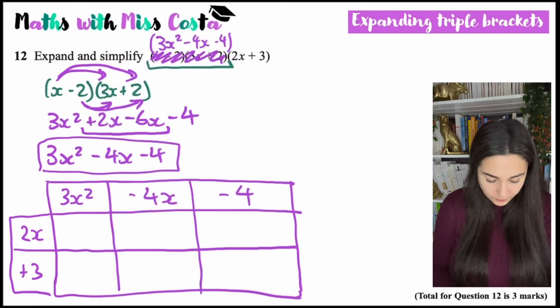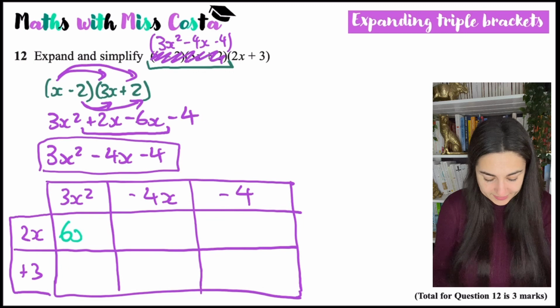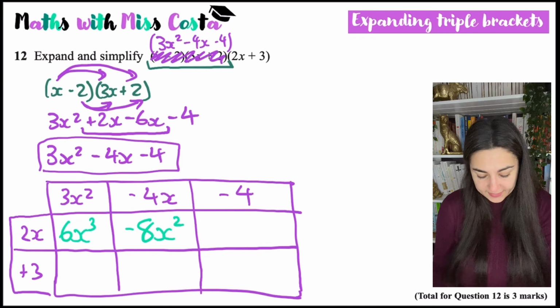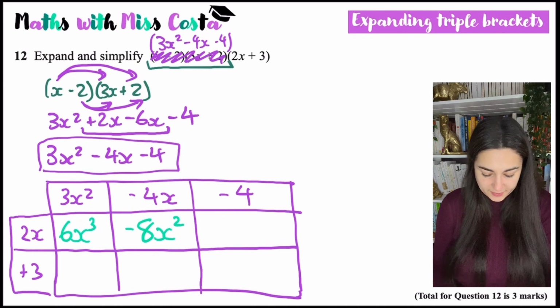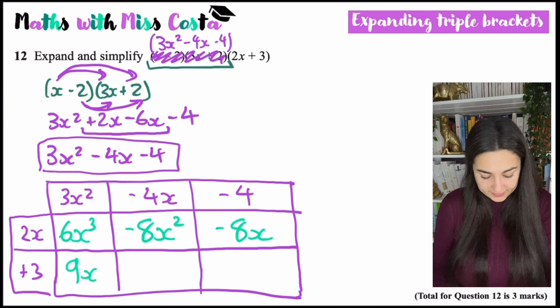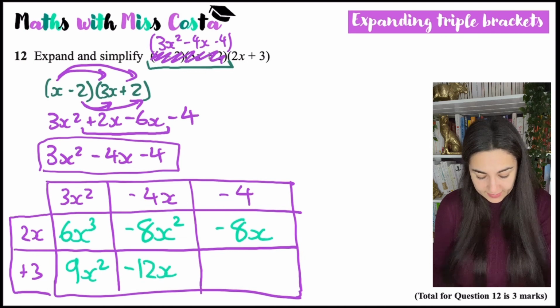So we've got 3x squared times by 2x, so 3 times 2 is 6, x squared times x would be x cubed. 2 times negative 4 is negative 8, and x times x is 8x squared. 2x times negative 4 would be negative 8x. Then 3x squared times 3 would be 9x squared. 3 times negative 4x would be negative 12x, and 3 times negative 4 is just negative 12.